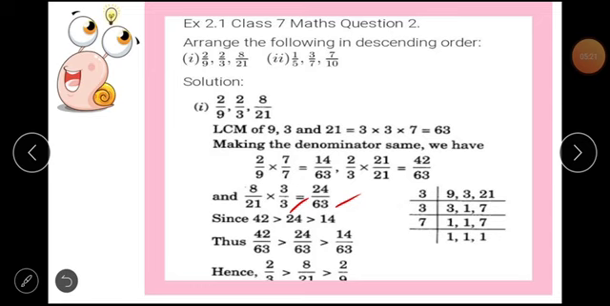Now you can write again in the form of the question. 42 upon 63 stands for 2 upon 3. 24 upon 63 is 8 upon 21.